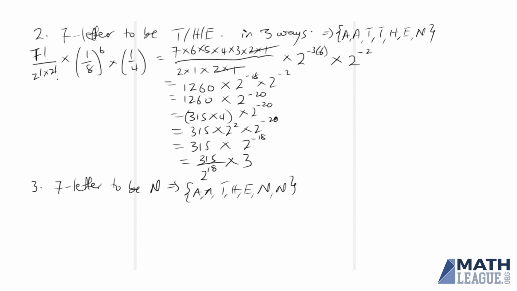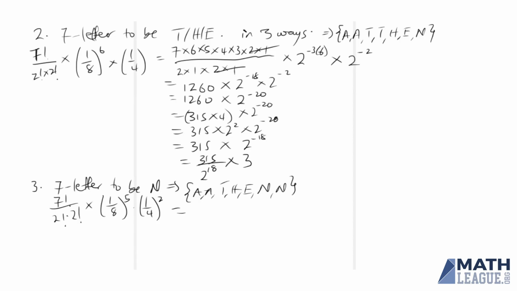Then the probability is going to be 7 factorial on 2 factorial times 2 factorial, then times the probability of the individual letters. But don't forget that now, since N is double, you are going to have 1 over 8 to the power 5, right? And for the N, the probability will be 1 over 4 squared, because N is double here. So we reduce each of the probabilities of the letters by 1. That is why we have 1 on 8 to the power 5.